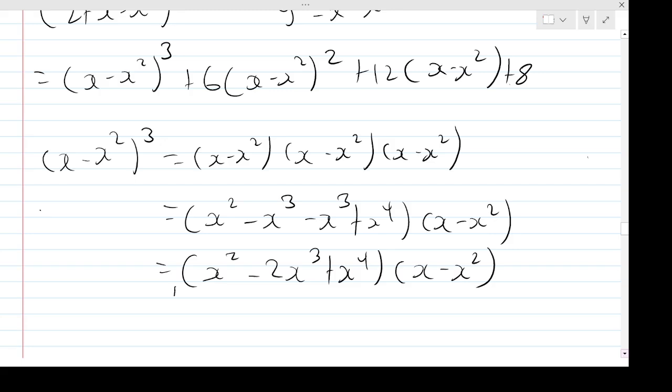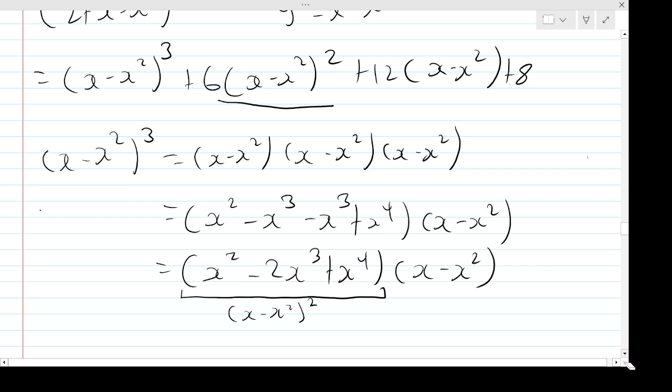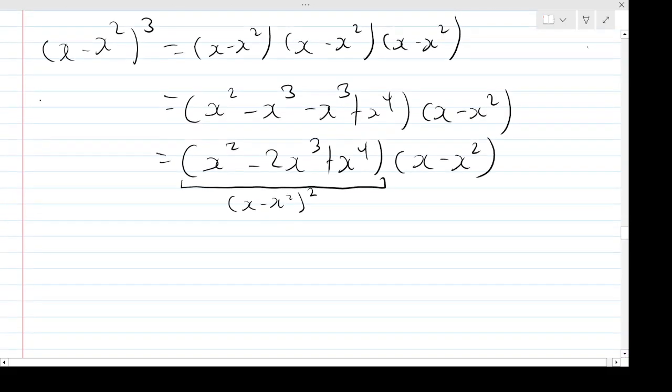Now this is x minus x squared squared, right? So I can substitute that into here after I'm finished, into that bracket there. But anyway, then if I expand these two brackets, so firstly x squared times x will be x cubed.